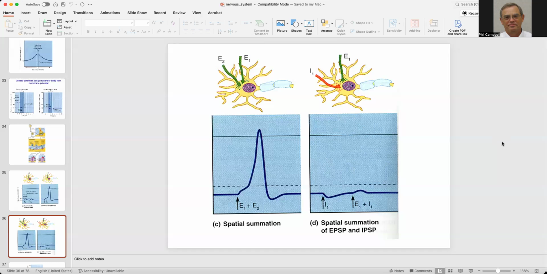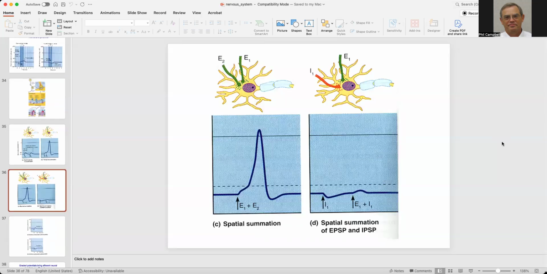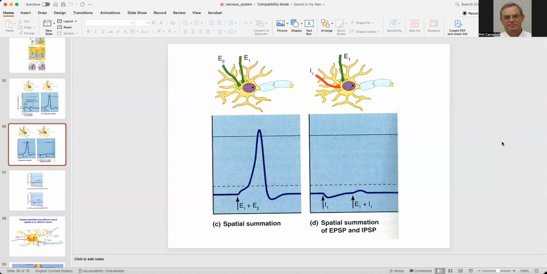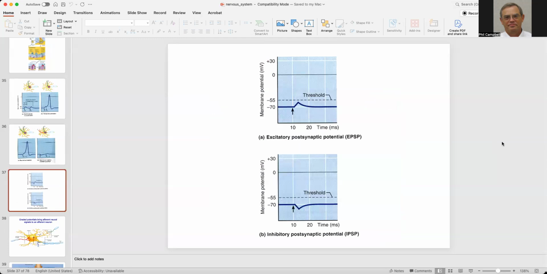So we call these postsynaptic potentials, and we have two types of postsynaptic potentials. We can have them going towards zero, which is an excitatory postsynaptic potential, EPSP, and we can have them going away toward hyperpolarization. Those are inhibitory postsynaptic potentials, right? And these are only occurring with graded potentials, right? And basically, this is just what I've been talking about here.